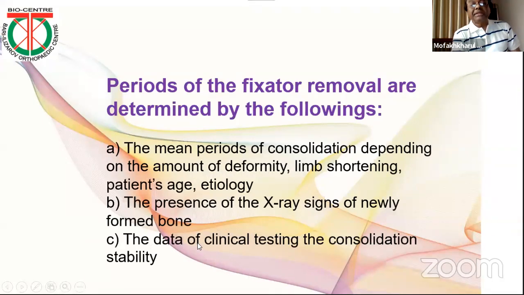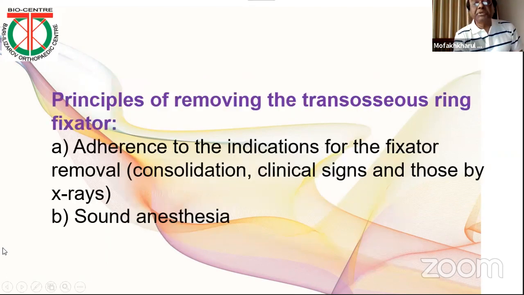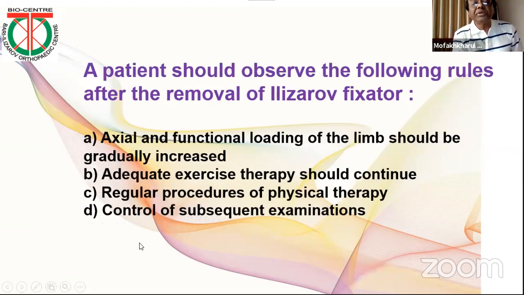And periods of fixator removal are determined by following the mean periods of consolidation depending on the amount of deformity, limb shortening, patient's age, and etiology, the presence of X-ray signs of newly formed bone, and the data of clinical testing of the consolidation stability. You should keep it in your mind. And principles of removing the transosseous fixator: adherence to the indications for fixator removal, consolidation, clinical signs, and X-ray, and of course, sound anesthesia, very good anesthesia.